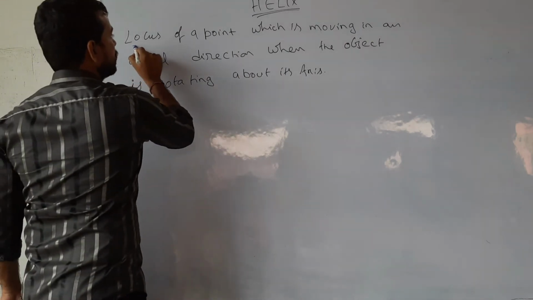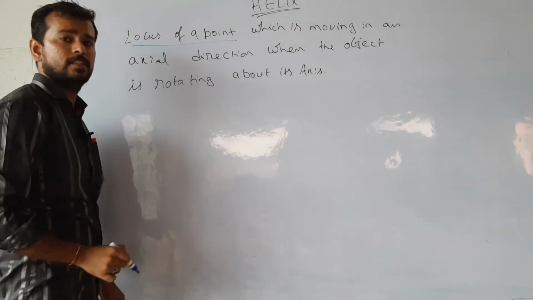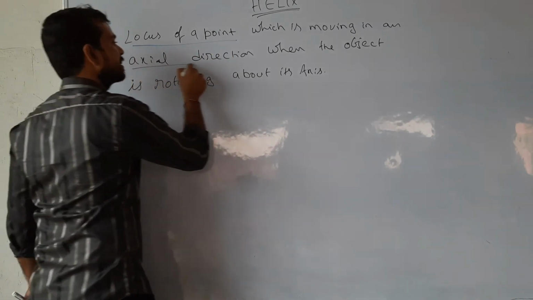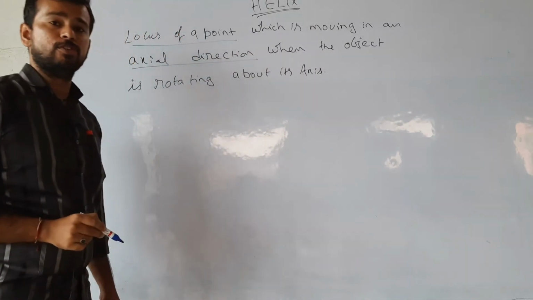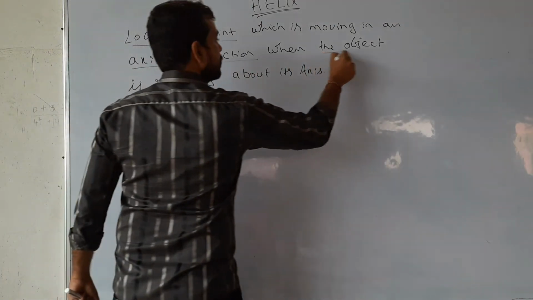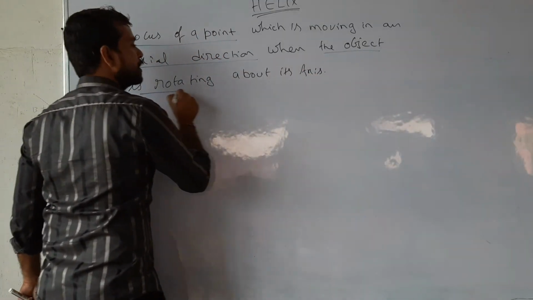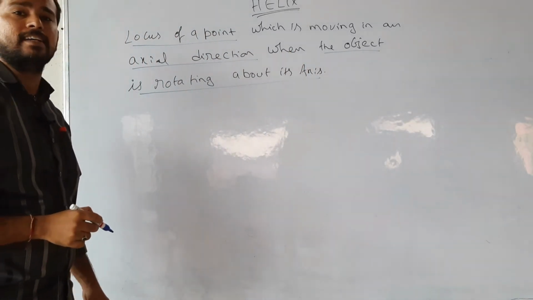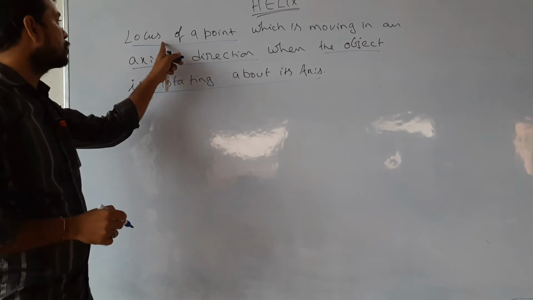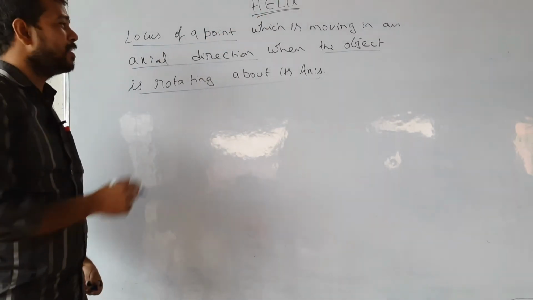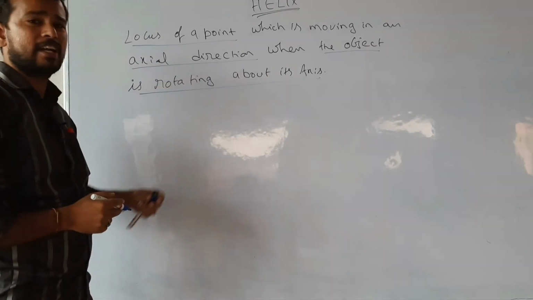Helix is nothing but the locus of a point which is moving in an axial direction when the object is rotating about its axis. When the object is rotating about its axis, then the locus of the point will give you the curvature of a helix. So where can we see how this happens practically?